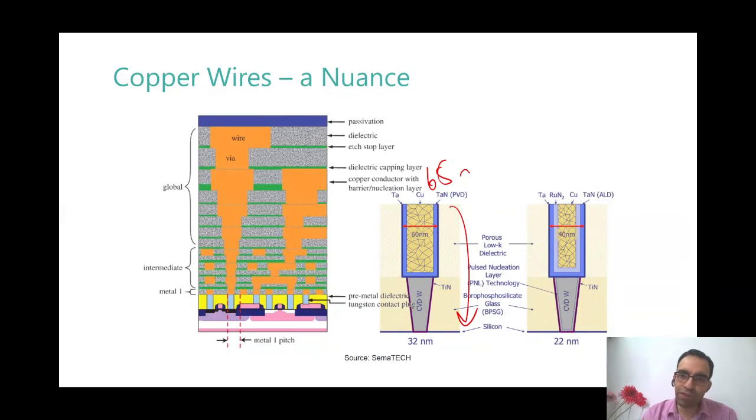But as you go to a finer geometry, what happens? Now the barrier width has not changed, but your wire width has reduced. So the effective resistance increases significantly. So as we go to advanced technologies, we are continuously looking for advanced barrier materials also.